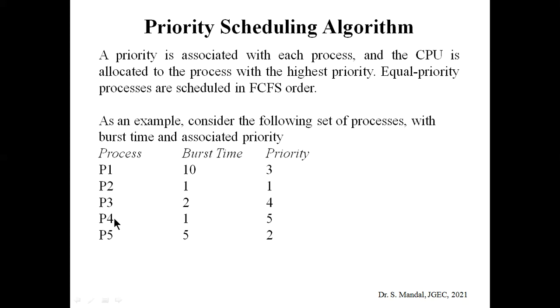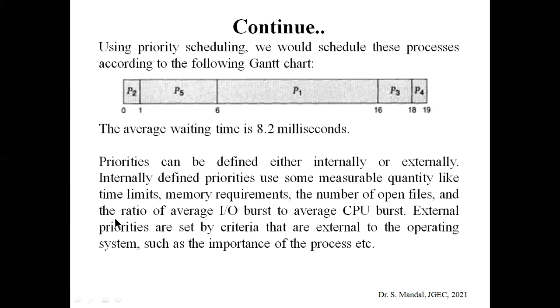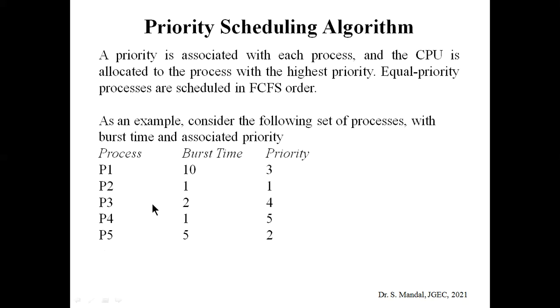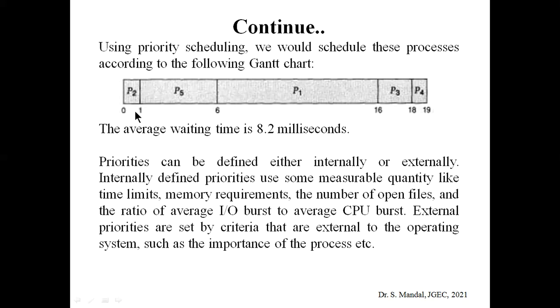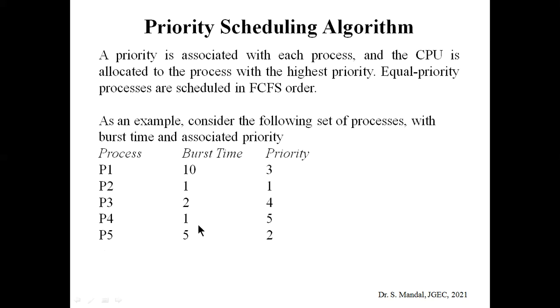So in this way the processes will be executed, and by using this algorithm, that means the priority scheduling algorithm, we can plot the Gantt chart. P2 will be executed from 0 to 1 millisecond because it has a burst time of 1 millisecond, and after that P5 will be executed for 5 milliseconds because it has a burst time of 5 milliseconds.